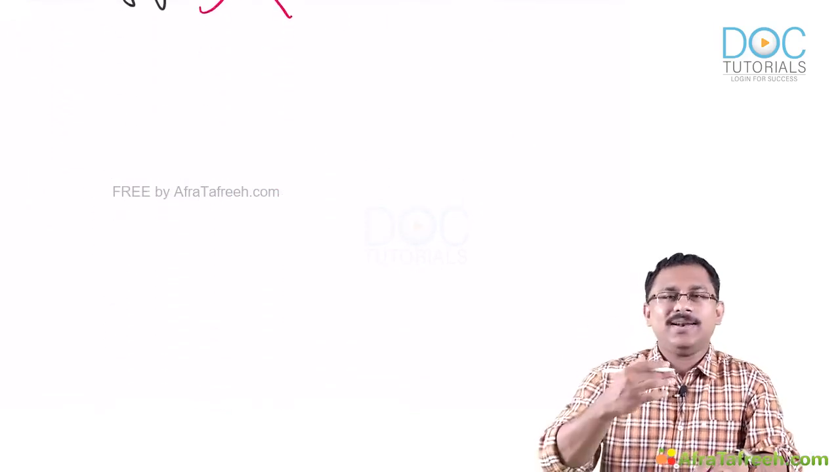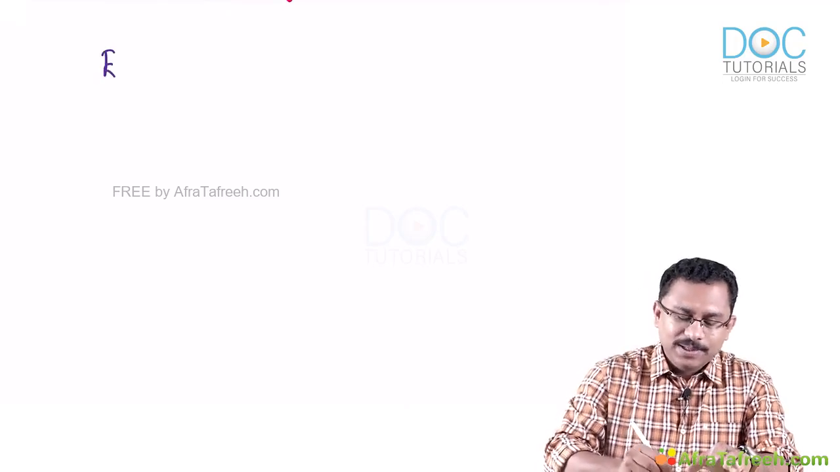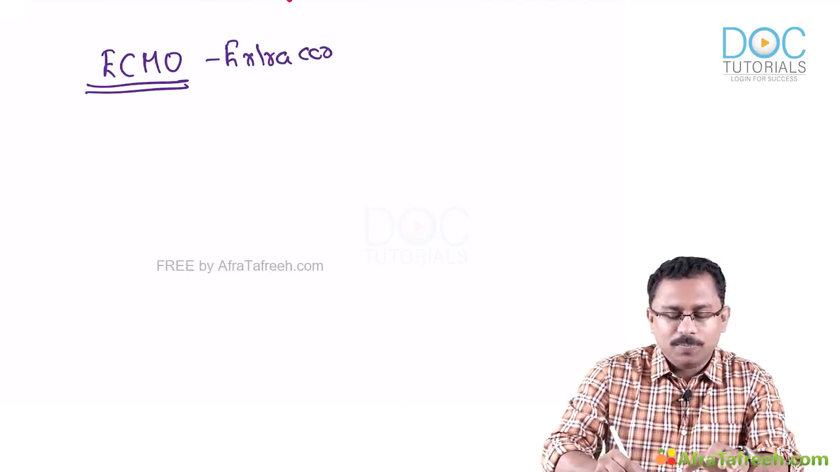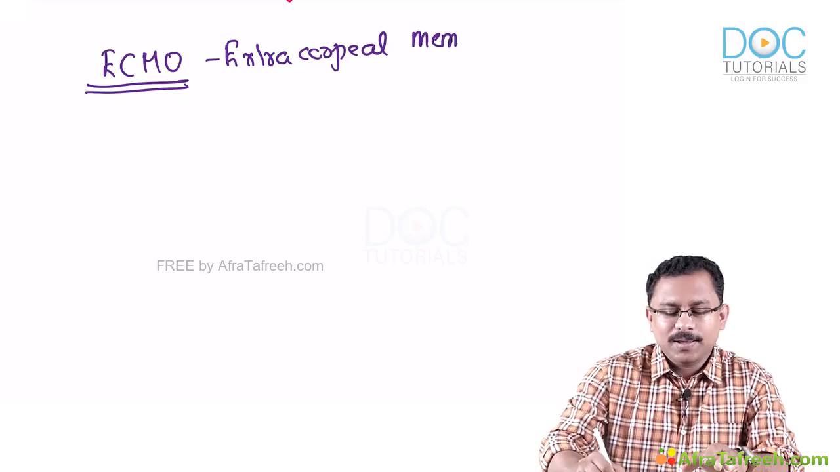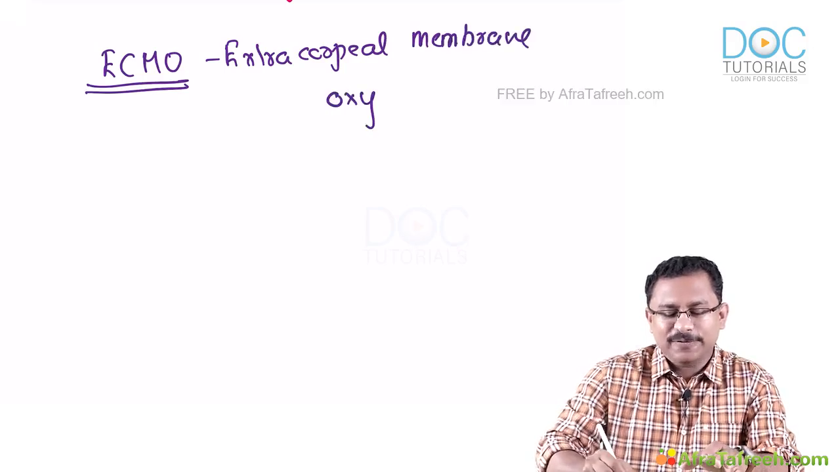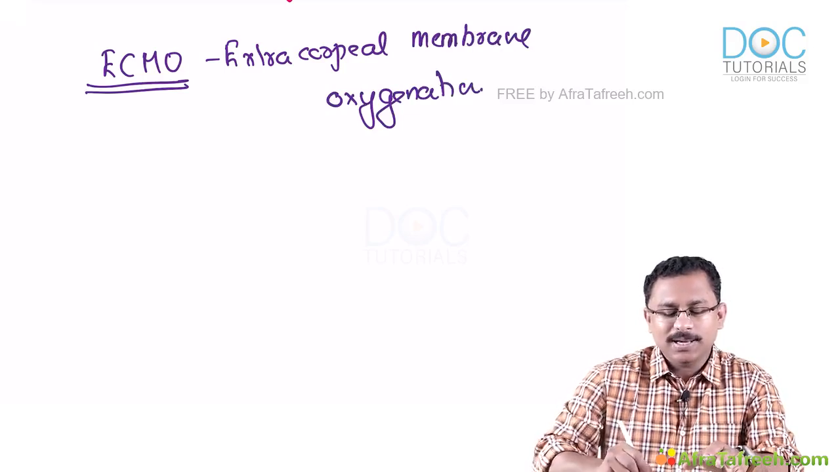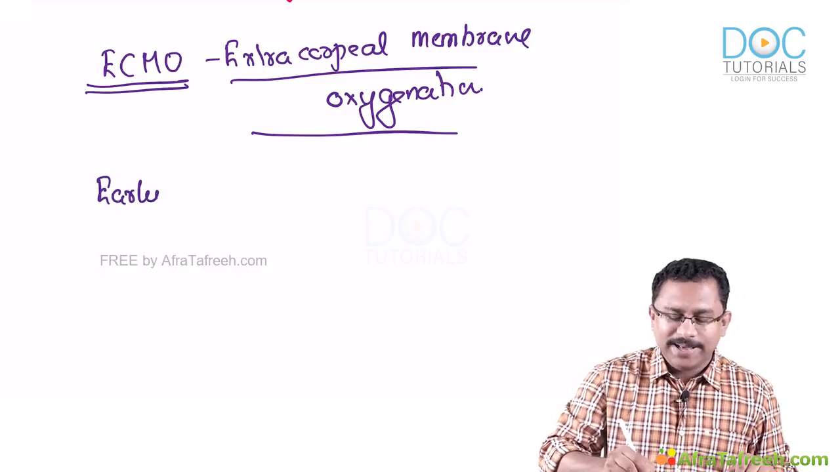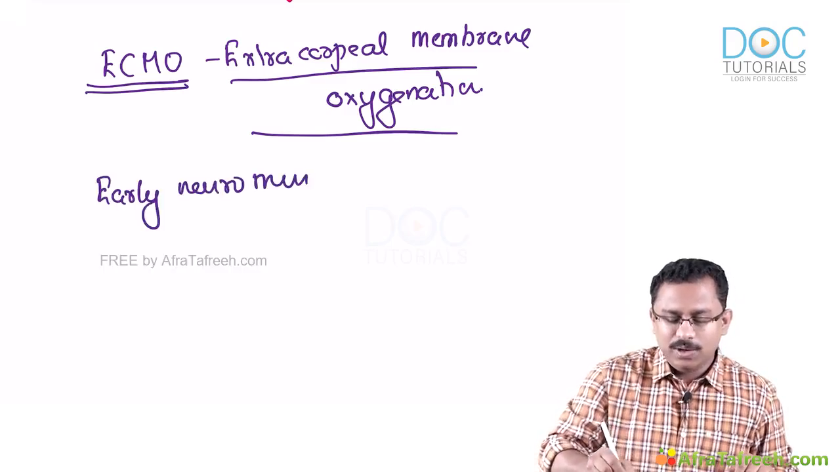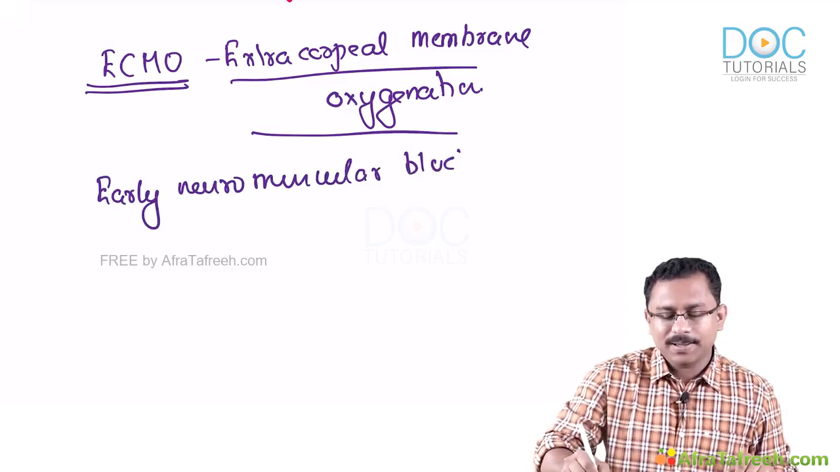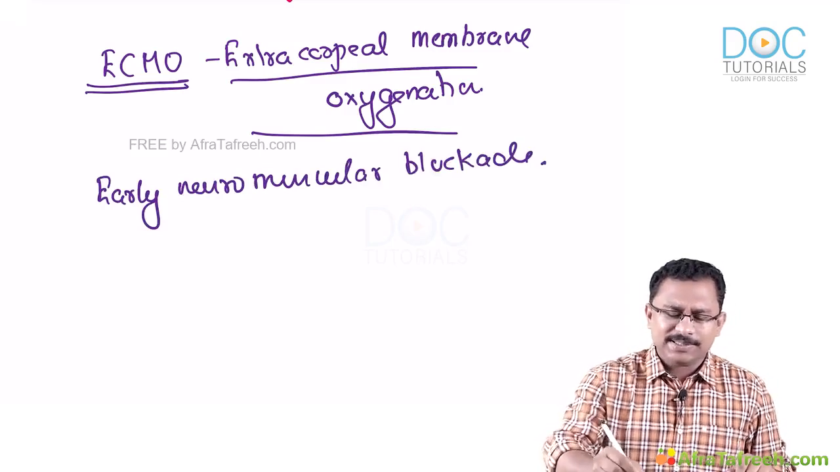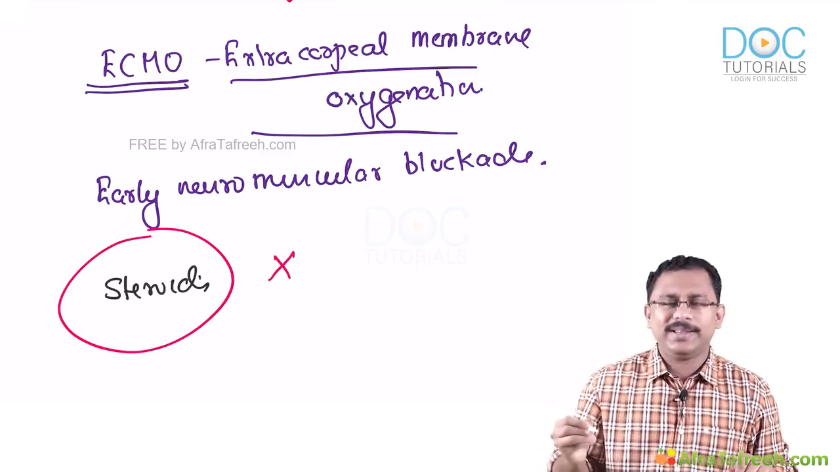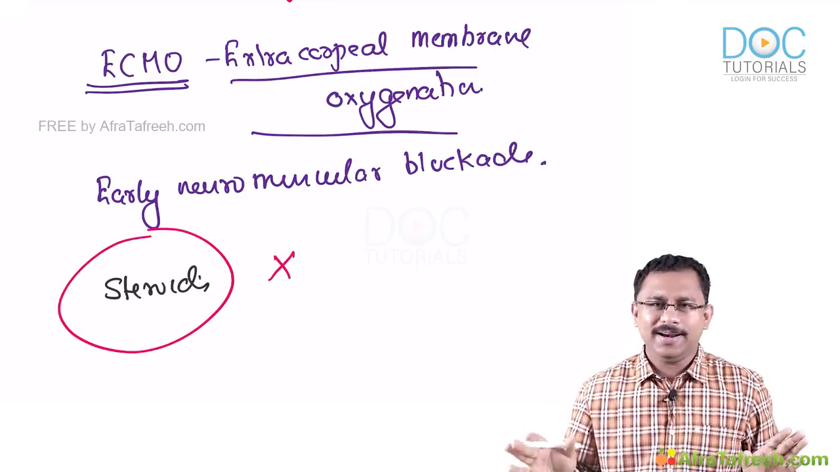And in some cases, you can also go for your ECMO, that is your extracorporeal membrane oxygenation, which would work like an artificial heart and lung. So you will go for your ECMO, or you can even go for an early neuromuscular blockade in such patients. Well, the role of steroids again is controversial. Usually we do not give steroids. They are usually not preferred in case of ARDS.